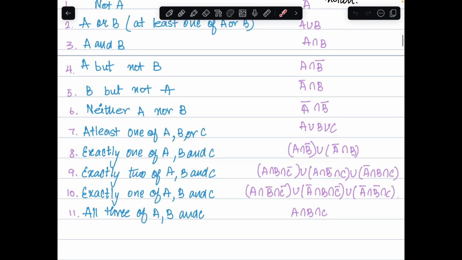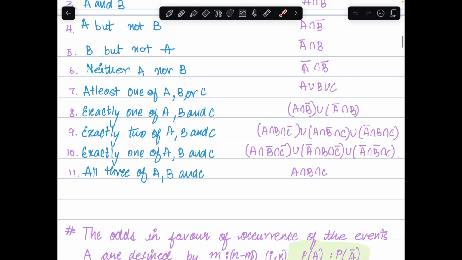Okay? Next is A but not B. That means I want A but I don't want B. And both things should happen together. So it's intersection. Okay. How do we write it? A, I want A but I don't want B, so B bar. But both should happen together, so it's intersection. Next is the similar, B but not A. Same thing. Neither A nor B. I don't want any of these. So A bar, don't want A, don't want B, and both are happening together. Neither nor, both happen together.